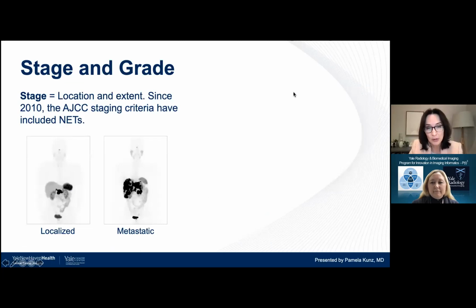So stage and grade. I really try to describe this to patients because I think for patients in particular, this can be very confusing. To this audience, however, stage is a very familiar term. What's interesting is that the AJCC staging criteria have only included NETs since 2010. This is a really nice picture here of a localized pancreatic NET, which we'll show in the video, and a metastatic pancreatic NET with high degree of liver burden, as you can see here.